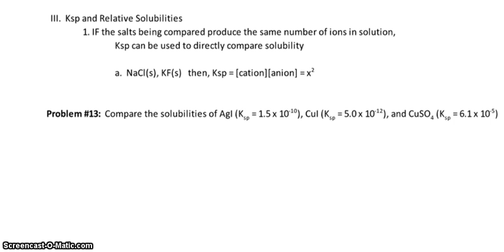So problem 13, we're talking about comparing the solubilities of silver iodide, copper iodide, and copper sulfate. If you remember from the first part of section 15.6, the solubility is what you get when you solve for X. It is how many moles of the solid will dissolve in 1 liter of solution. So what you'll need to do is set up each KSP problem and solve for X. Compare the different X values, and then you can decide which one is more soluble than the others. Go ahead, pause this now, and when you are done, compare what you did with what I did.